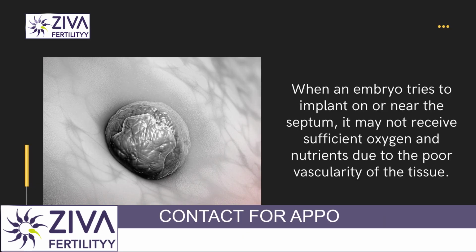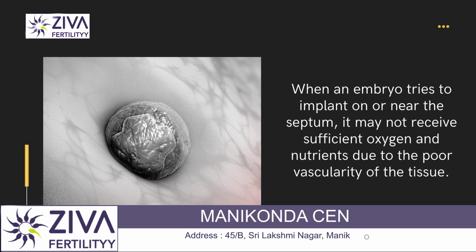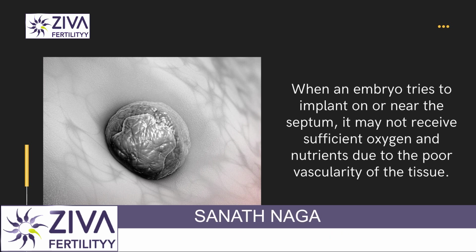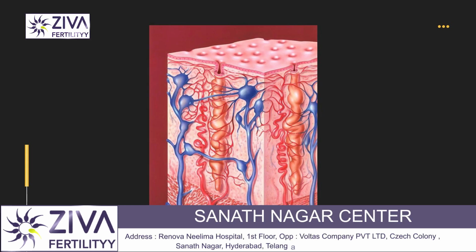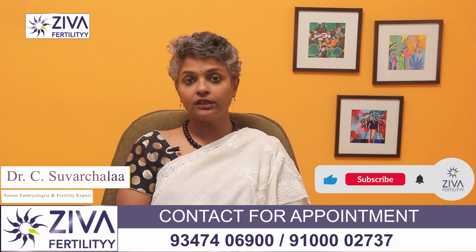It can impair blood flow and affect the endometrial environment by bringing down the quality. The septum is typically made of fibrous avascular tissue, meaning that it lacks a proper blood supply. When an embryo tries to implant on or near the septum, it may not receive sufficient oxygen and nutrients due to the poor vascularity of the tissue. As a result of this, embryos that implant on the septum often fail to thrive, increasing the likelihood of implantation failure or early pregnancy loss.